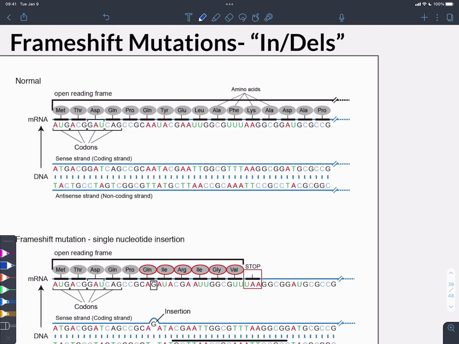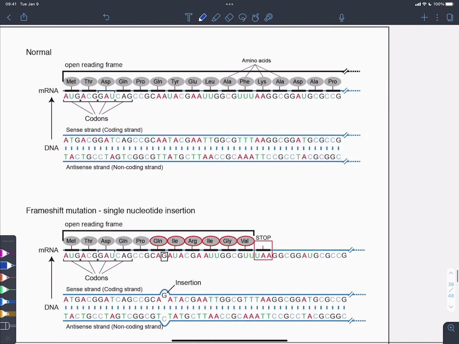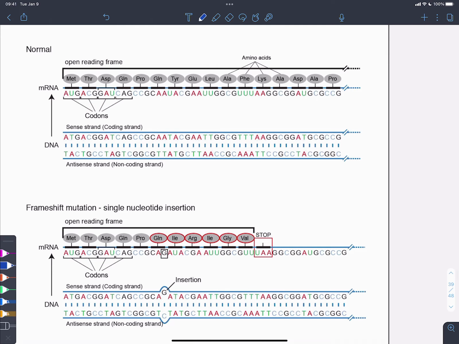Another thing that can happen at the individual sequence level is the insertion or deletion of bases, what we would call indels. These are going to lead to what are called frameshift mutations. What we see here is in the normal situation, we have a DNA strand that's leading to the production of a particular mRNA, and we can see all the amino acids that are going to be in that gene, starting with methionine and going all the way through to proline.